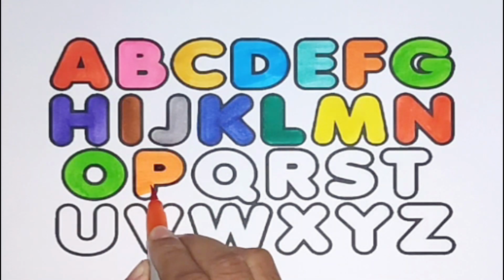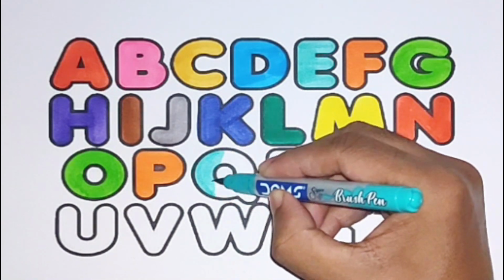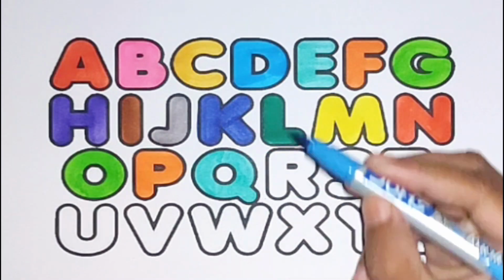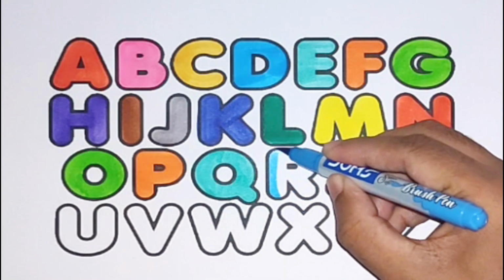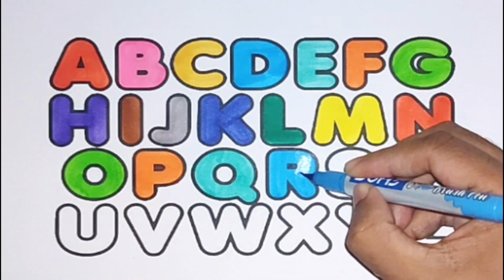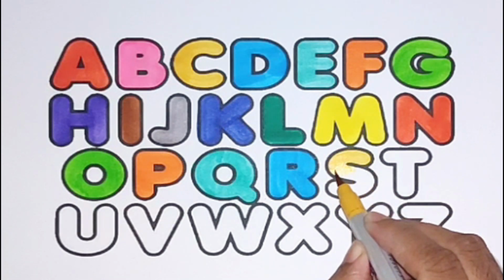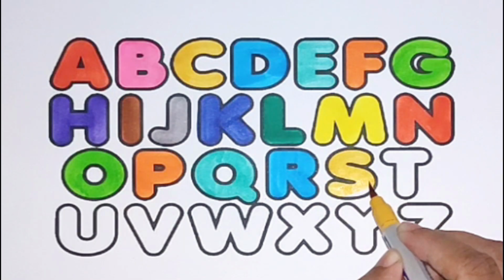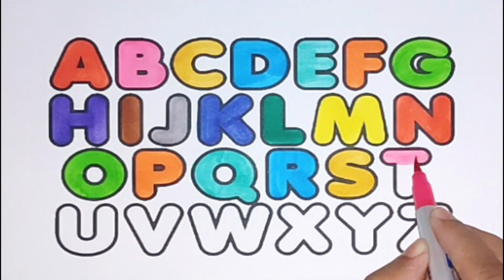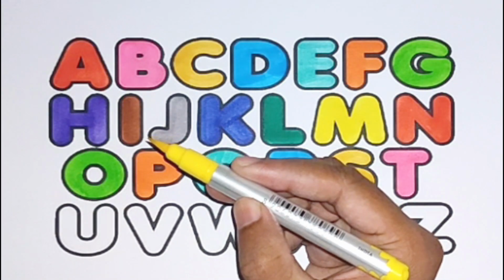P for pineapple. C green color. Q for queen. Sky blue color. R for rainbow. Yellow brown color. S for strawberry. Pink color. T for tomato. Yellow color.